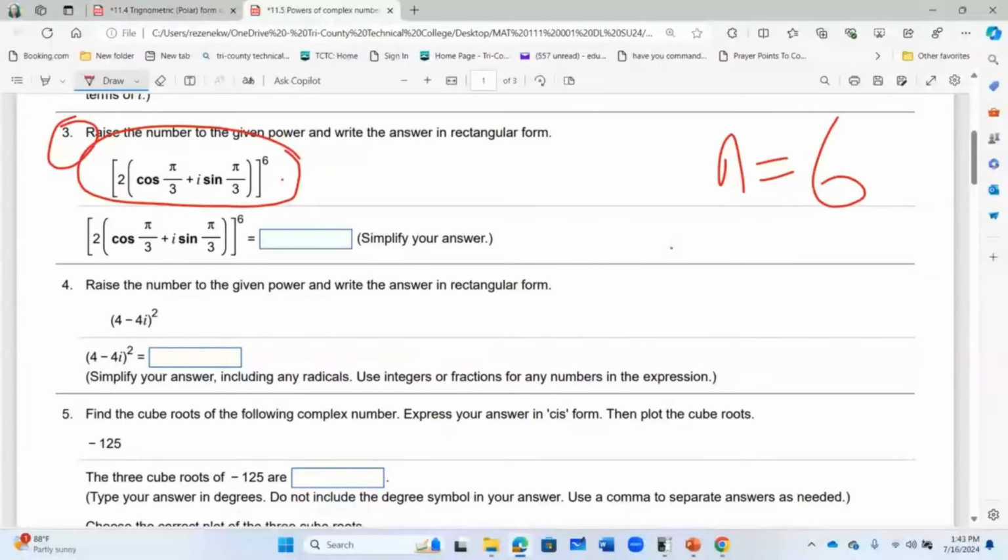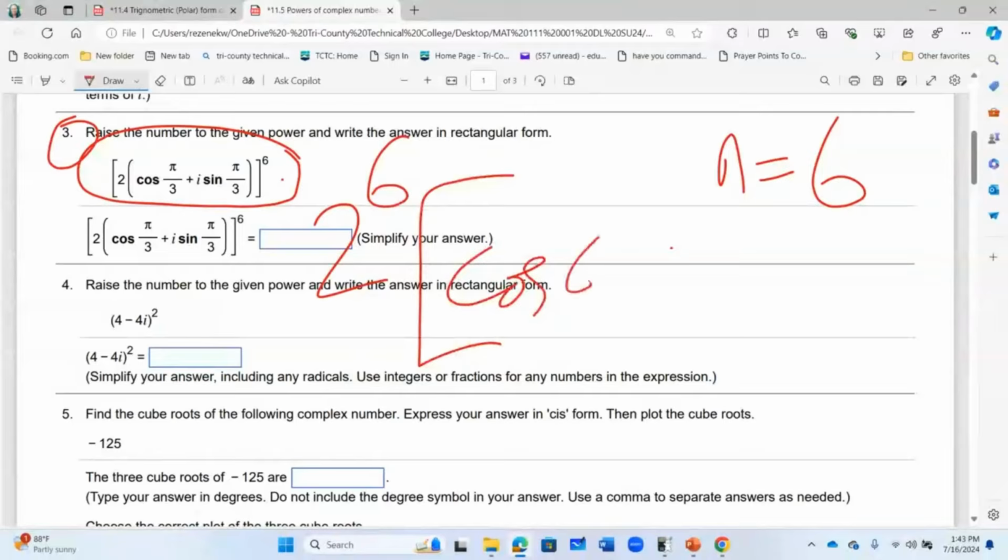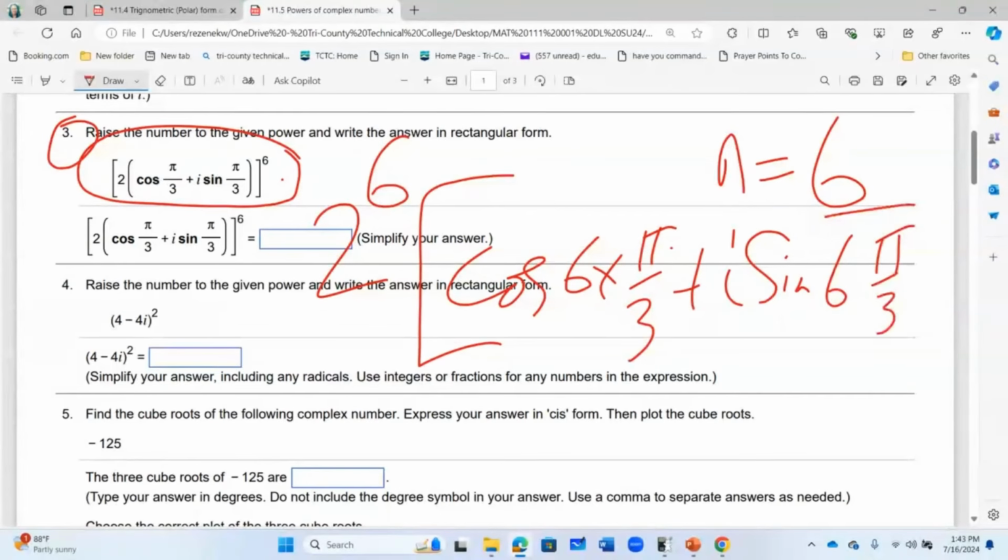It's not a big deal. So I'll just start with 2 raised to the power n. That's 2 to the power 6 times the big parenthesis: cosine of 6 multiplied by pi over 3, plus i sine of 6 multiplied by pi over 3. And if I divide, I have 2 to the power 6, by the way.